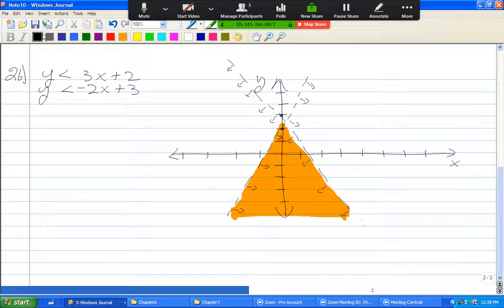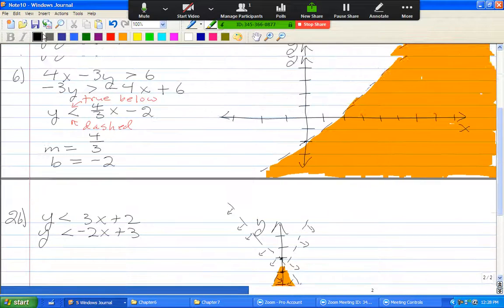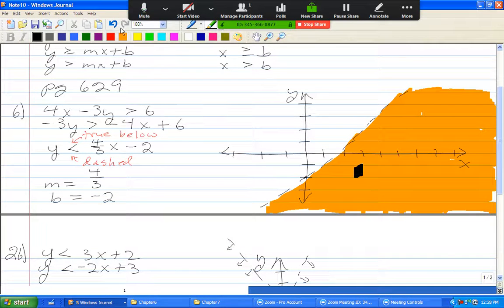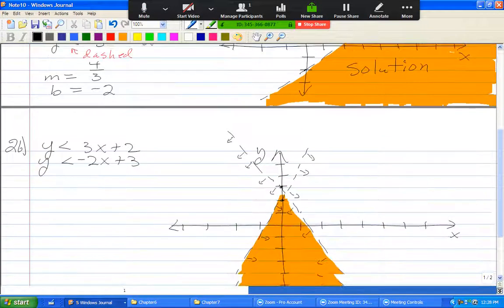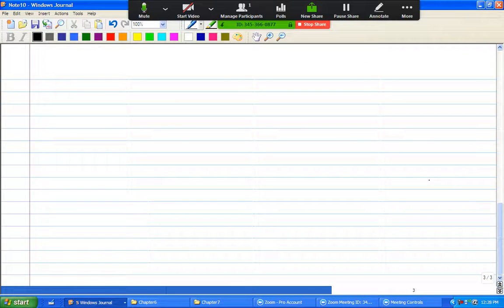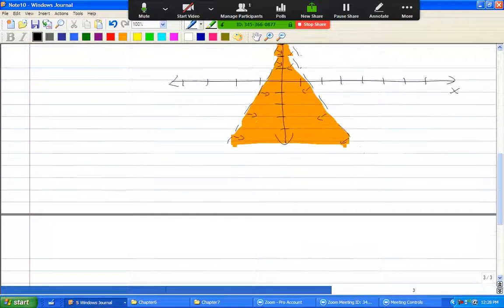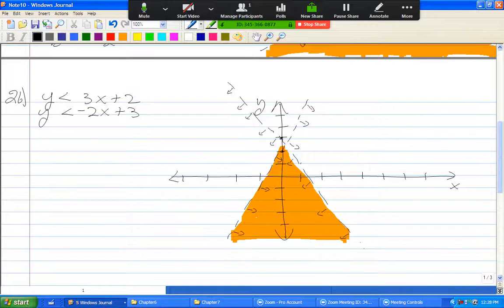Oh, and I really should have indicated that this is my solution. This is my solution, the region that I've shaded. Because it could be that the region that I shade is not the solution.